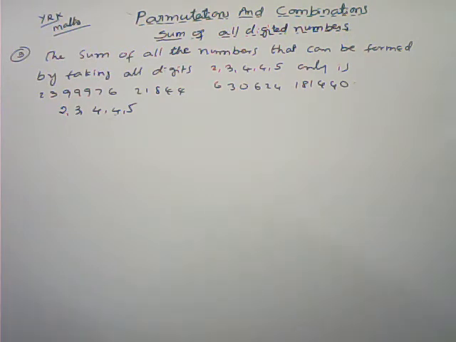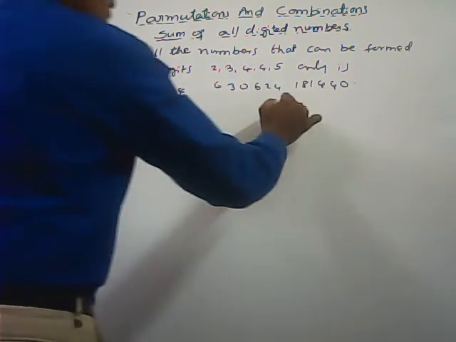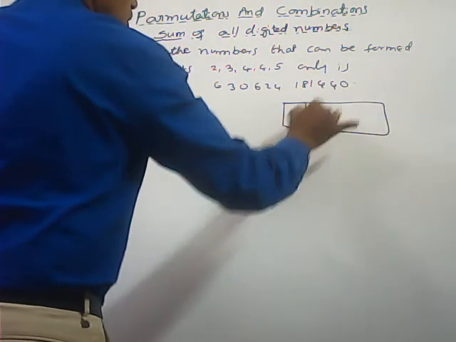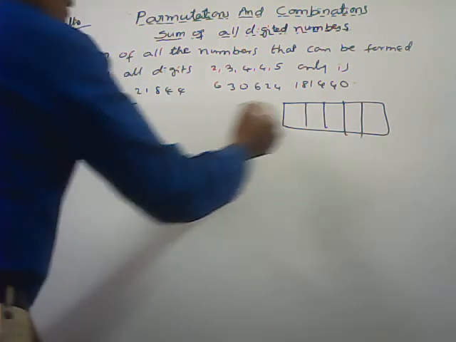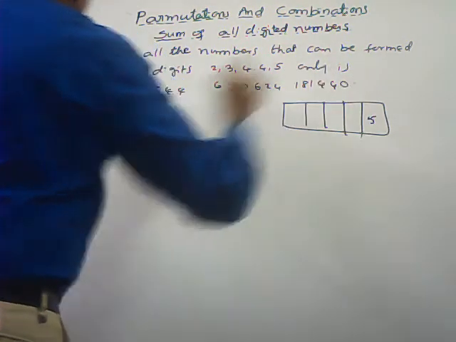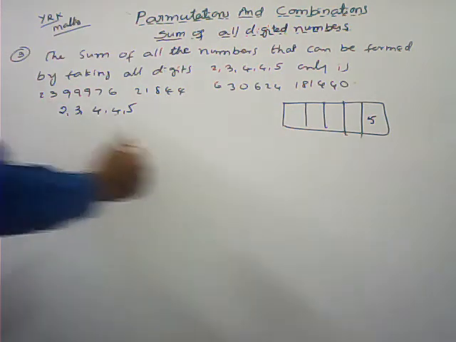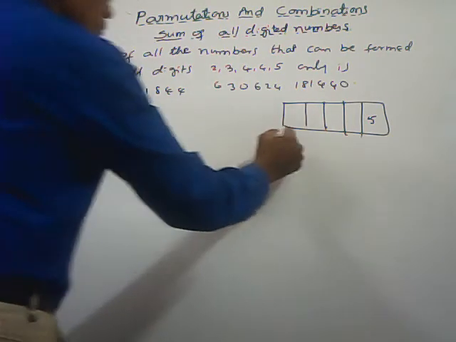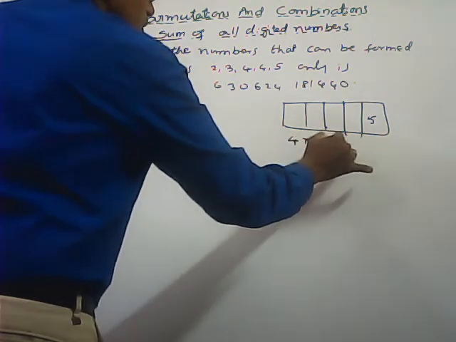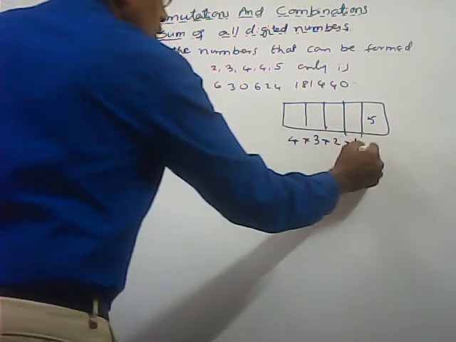Now here a total of 5-digit numbers are there. Now for example, if I keep 5 here in the units place, how many numbers are there? How many 5-digit numbers are there containing 5 in the units place? So 5 is fixed. This one can be filled in 4 ways, this is 3 ways, this is 2 ways, this is 1.